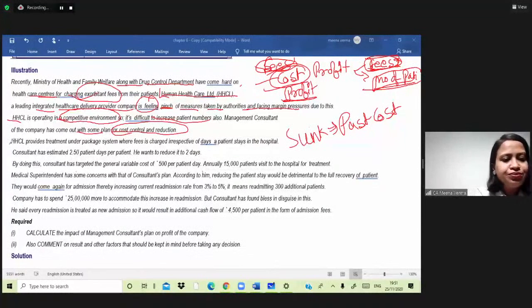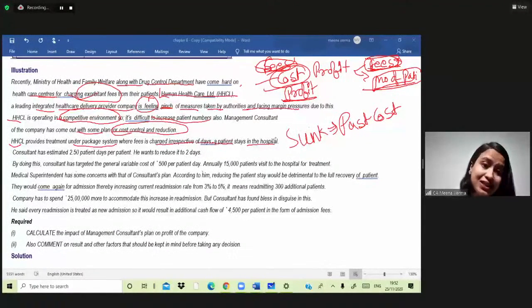Now HHCL, this health provider, provides treatment under a package system where fees are charged irrespective of the days a patient stays in the hospital. Generally, if a patient is admitted to the hospital, the amount is charged on the basis of the number of days the patient is admitted. If he is admitted for 10 days, accordingly the charges will be. If he is admitted for 15 days, accordingly the charges will be. But now they are saying that they are not charging on a per day basis, they are charging on the basis of a package.